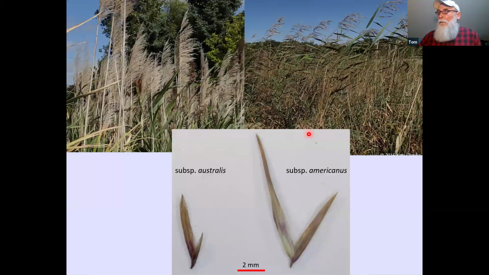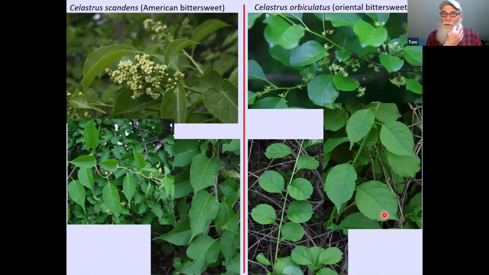So next one is bittersweet. This was another request. And this one is another very important one to know as well, because Oriental bittersweet is very, very bad ecologically.